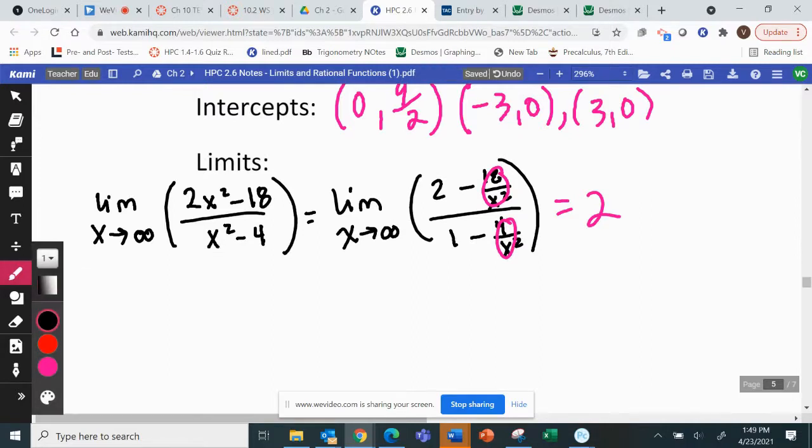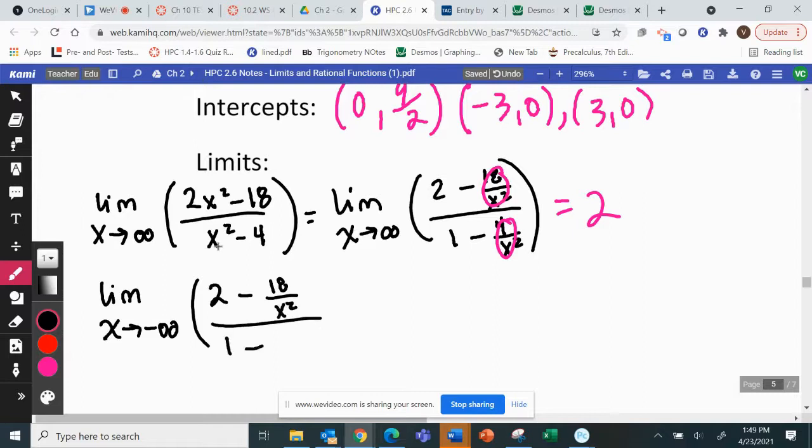And then if I do negative infinity, I'm going to use the manipulated equation. It's going to be exactly the same. This guy's going to be 0. This guy's going to be 0. So we get 2. So there I've justified my shortcut.